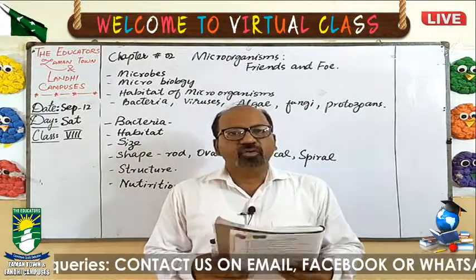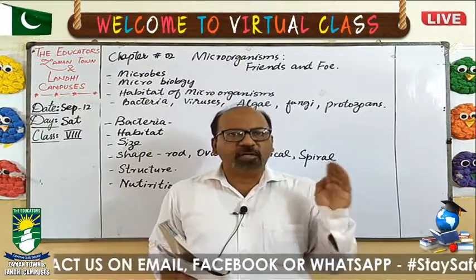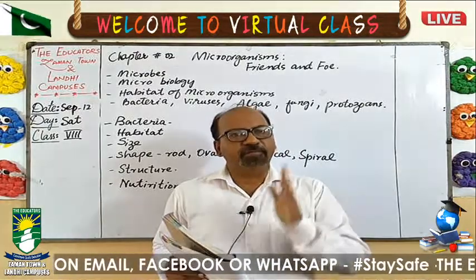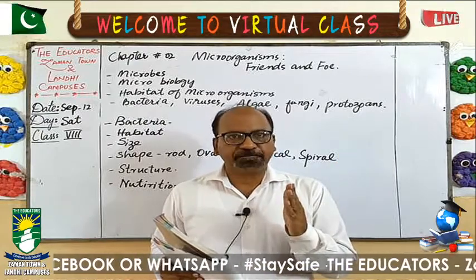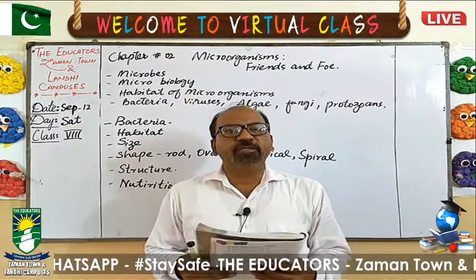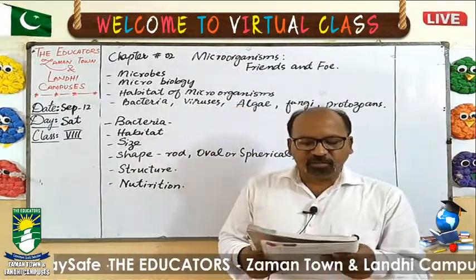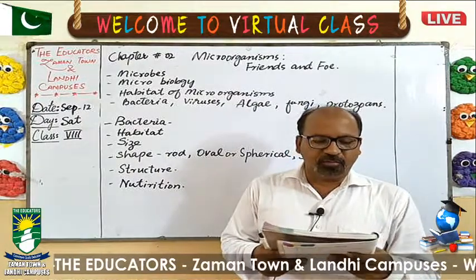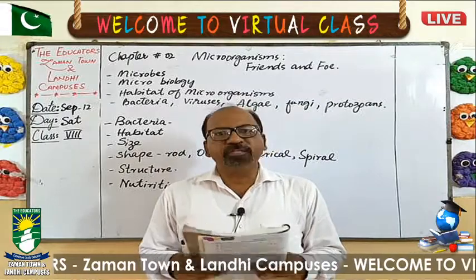So, how can we understand microorganisms? Microorganisms are the organisms or living things which we cannot see with our naked eye. And to see these microbes or microorganisms, we need a microscope. So, the chapter is Microorganisms, Friends and Foe. It means that they are useful as well as harmful.